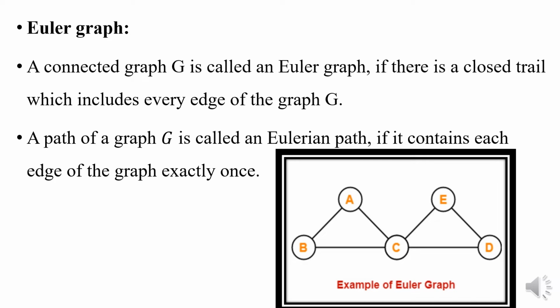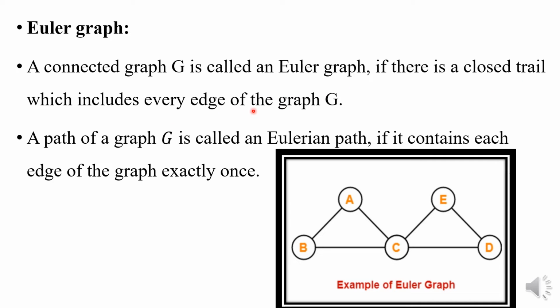Don't confuse Euler and Hamiltonian. Here the Euler first letter is E, and the edge first letter is E, so you can remember: Euler means it depends upon the edge. The definition is on the edge. Hamiltonian means the definition is based on the vertex. Only one word is different.